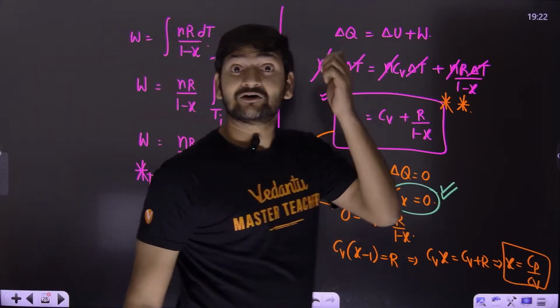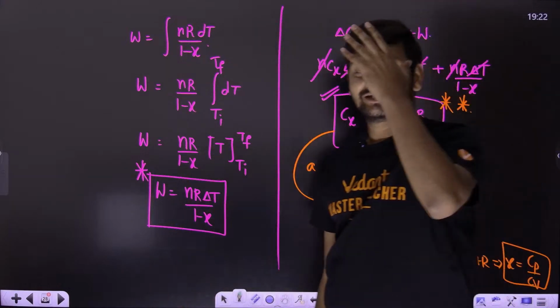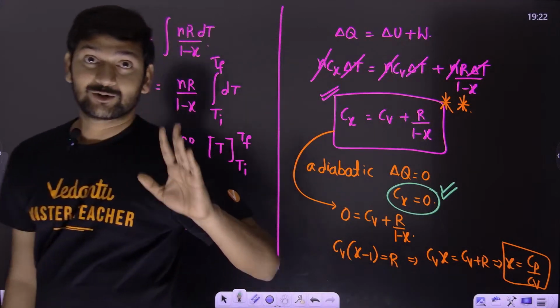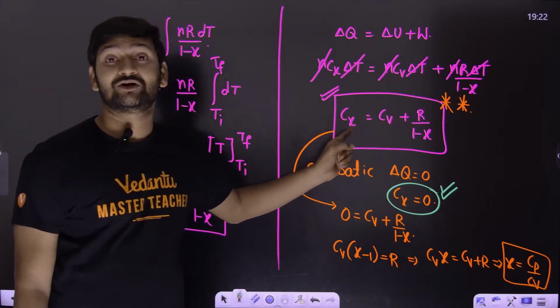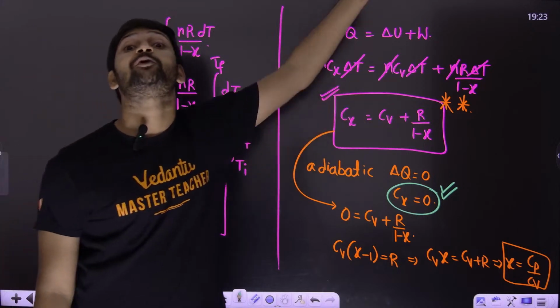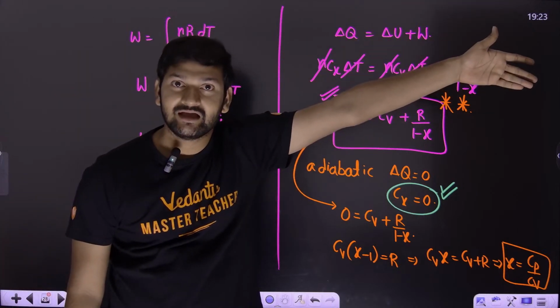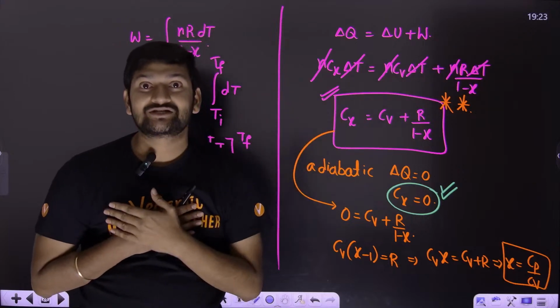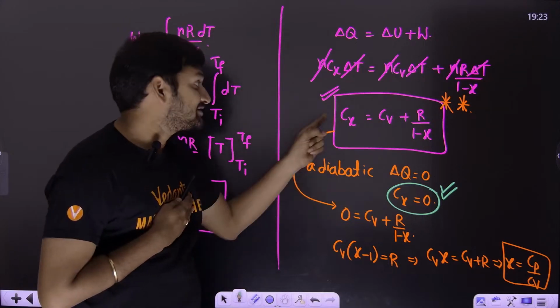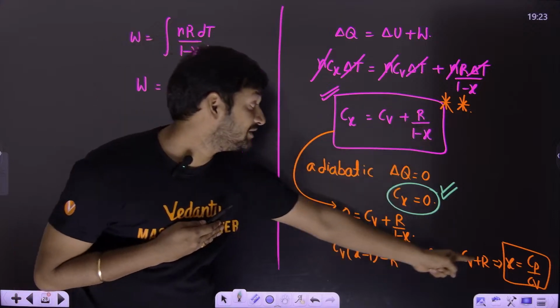It is a part of the polytropic process. In the polytropic process, we calculate Cx, which is the molar heat capacity for that process. So if you want delta Q to be 0, then C should be 0. If you put C as 0, then x should be Cp by Cv.